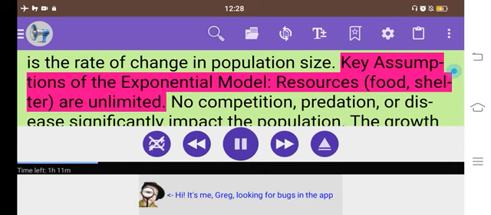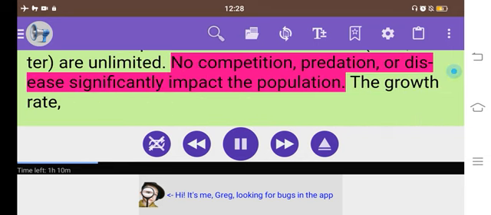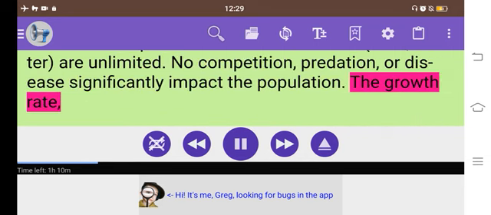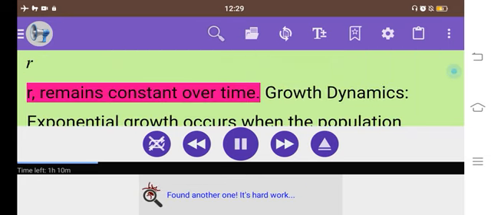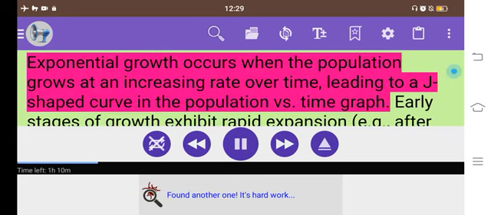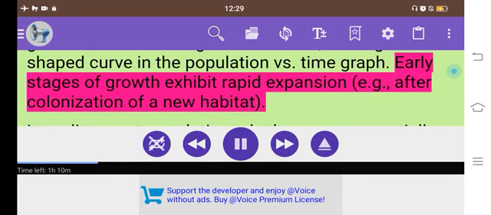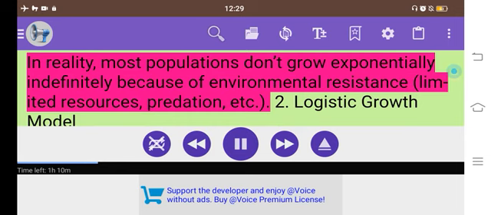Key assumptions of the exponential model: resources, food, and shelter are unlimited. No competition, predation, or disease significantly impact the population. The growth rate, r, remains constant over time. Growth dynamics: exponential growth occurs when the population grows at an increasing rate over time, leading to a J-shaped curve in the population versus time graph. Early stages of growth exhibit rapid expansion, e.g., after colonization of a new habitat. In reality, most populations don't grow exponentially indefinitely because of environmental resistance, limited resources, predation, etc.